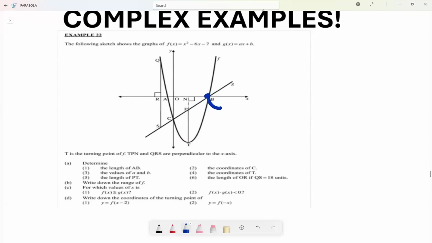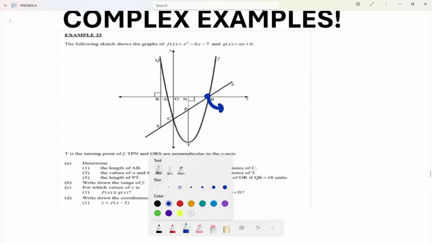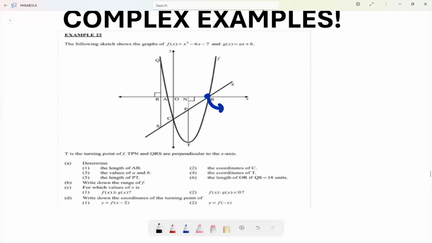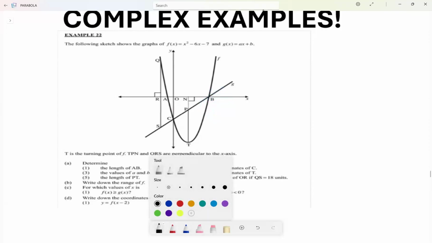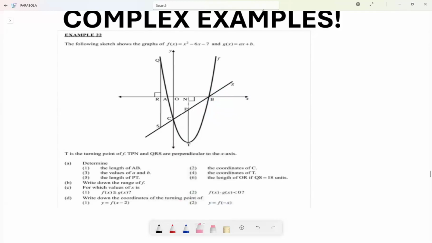Rather, let me say it like this. B is a common point, or point of contact. Actually, common point was correct. A common point between the graph of f and the graph of g. Also, when I look at C, C is the common point, the point of contact, right?